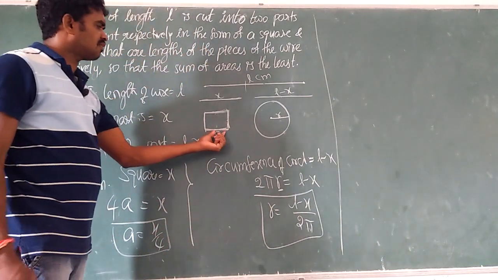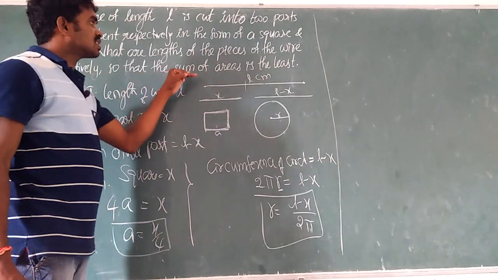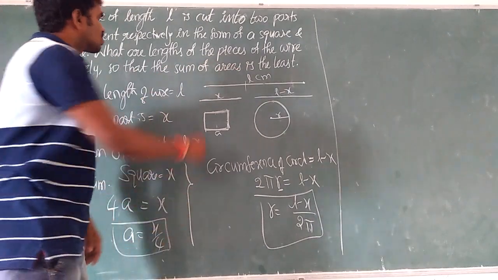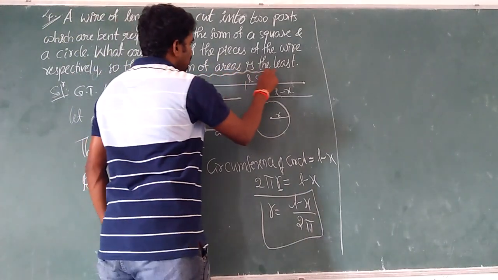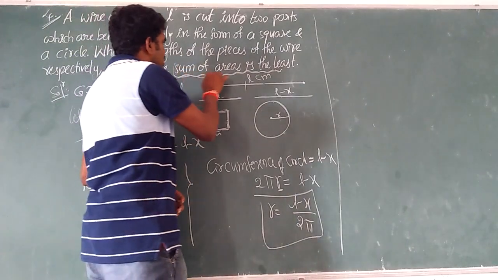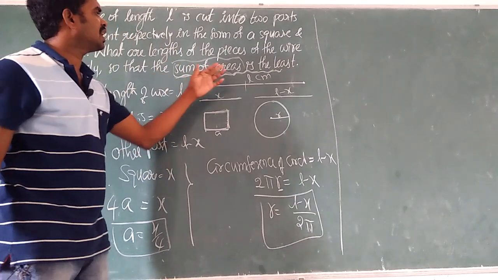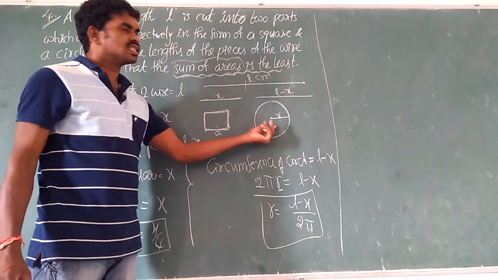We should find the lengths of the pieces of the wire, respectively, so that the sum of areas is the least. This is the main point. The sum of areas is the least. First find out the sum of the areas. Sum means plus: square area plus circle area.